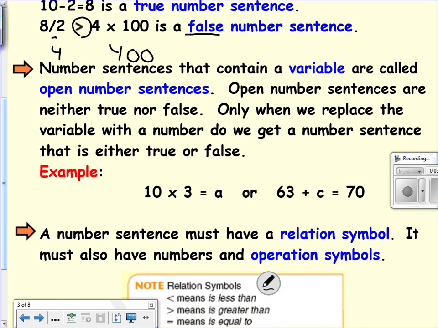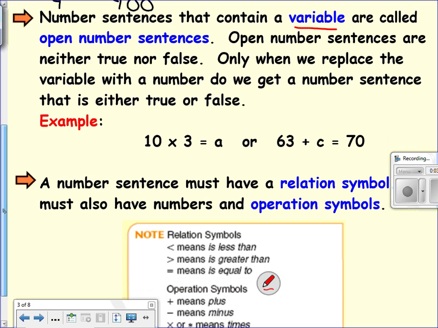Number sentences that contain a variable are called open number sentences. When they use this word variable, don't get confused, okay? Variable is pretty easy. Variable just means we're going to be putting a letter in there. Open sentences are neither true nor false. Only when we replace the variable with a number do we get a number sentence that is either true or false. This is what they mean by that.